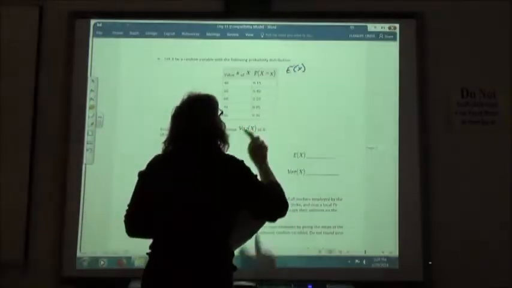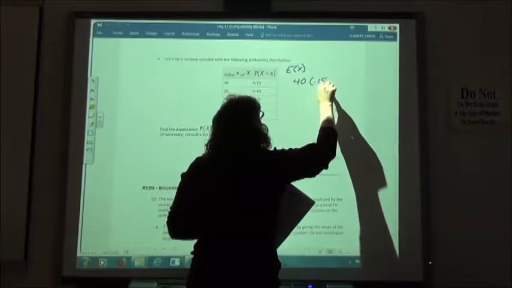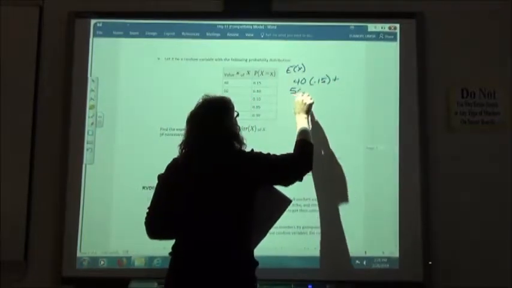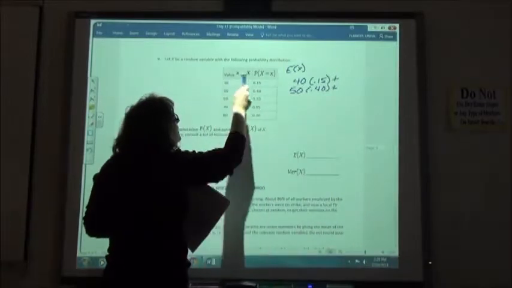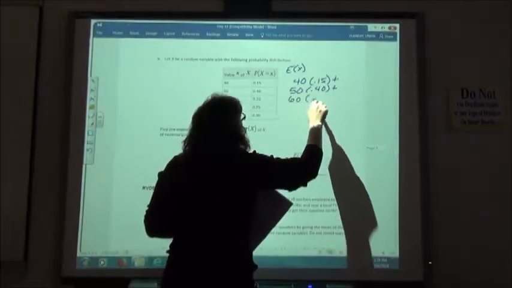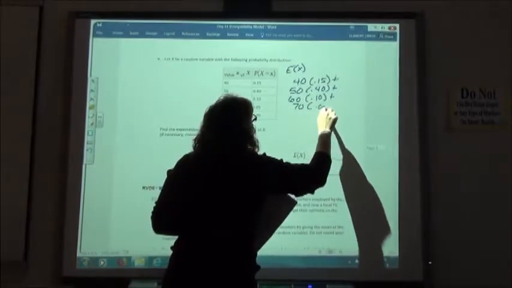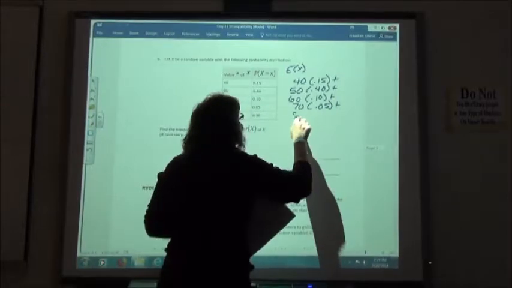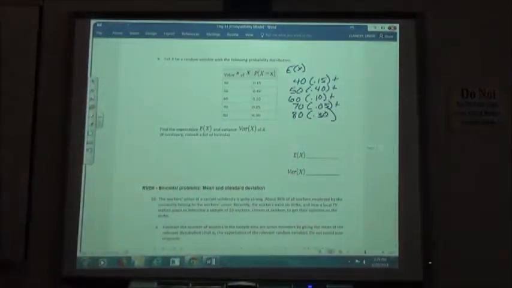You're going to take 40 times 0.15, 50 times 0.40, and so forth, right. We're going to take each of our values times its probability and add it all up. And that's going to find our expectation, which is like your weighted mean. Mean is your average.